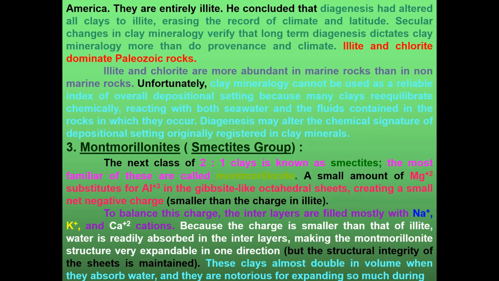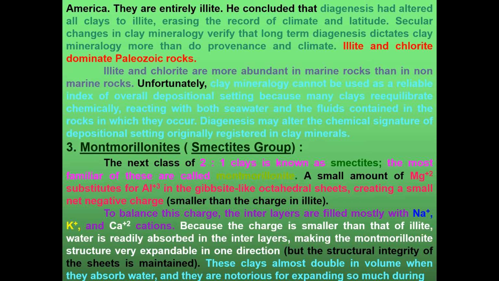3. Montmorillonites, Smectites group. The next class of 2:1 clays is known as Smectites. The most familiar of these are called montmorillonite. A small amount of Mg+2 substitutes for Al+3 in the gibbsite-like octahedral sheets, creating a small net negative charge, smaller than the charge in Illite.